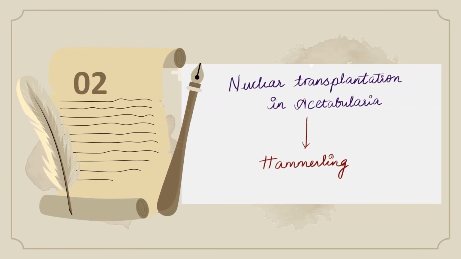The next one. So now we saw the enucleation experiments. The first was done by Gurdon and Sir Ian Wilmut, and the other experiment we have seen is the Siddle experiment, which is done in the dragonfly. So these are the three experiments we saw about enucleation. The next one is the nuclear transplantation in Acetabularia, which was done by the scientist Hammerling.